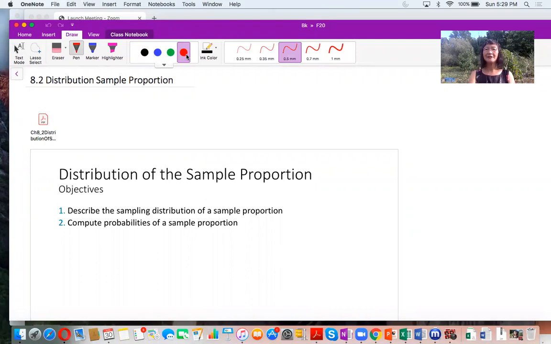At the end of this lecture, you will be able to describe the sampling distribution of a sample proportion, and you will also be able to compute probabilities of a sample proportion.